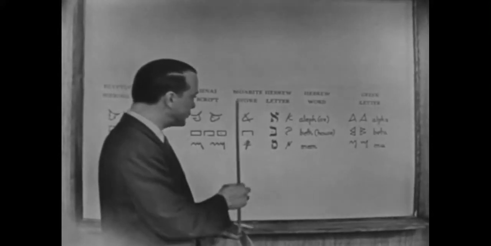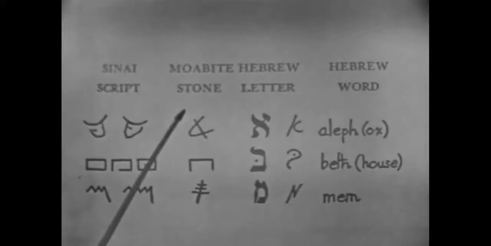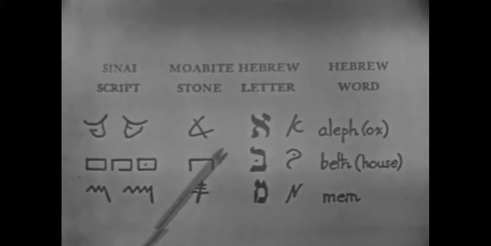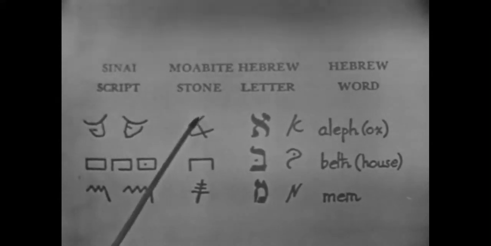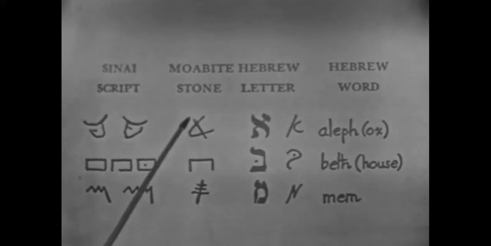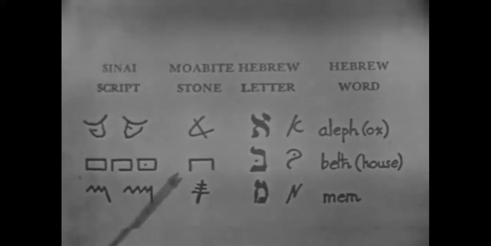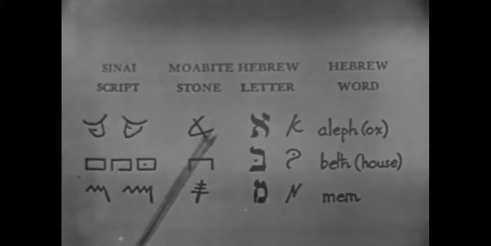Here is the Moabite stone, a later Semitic script, and here's what it looked like here, and here are the Hebrew shapes of the letter. Now notice, in the Moabite stone, this thing is turned around on its side, so to speak, and here are still the horns of the ox. Here is the house symbol, and here's what they did with water. Here are the Hebrew letters that came from these.